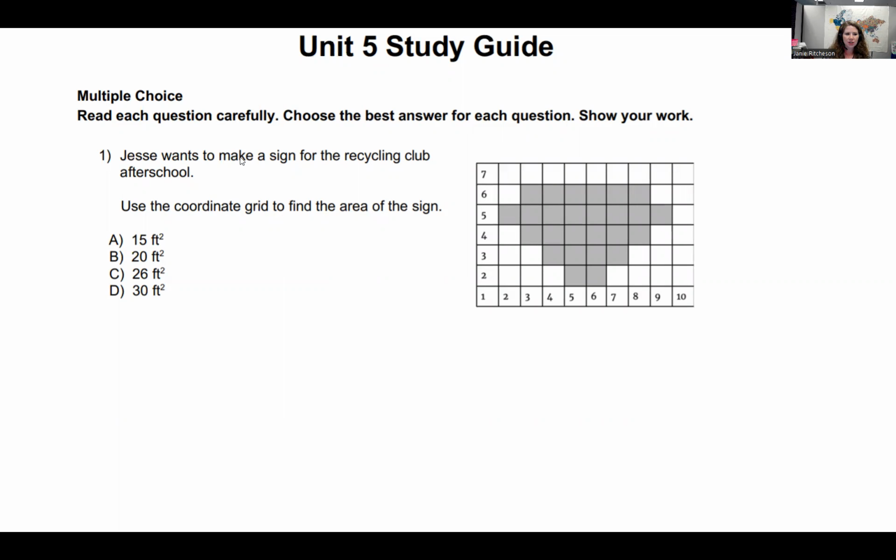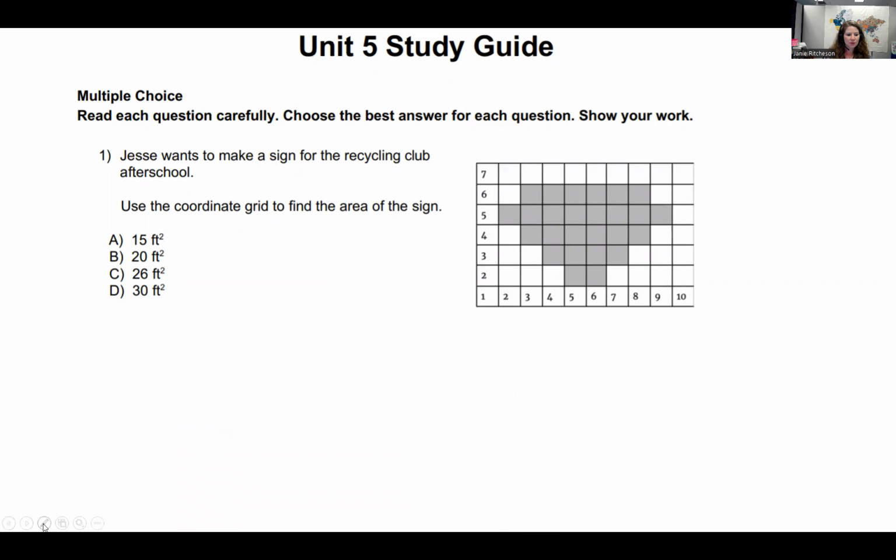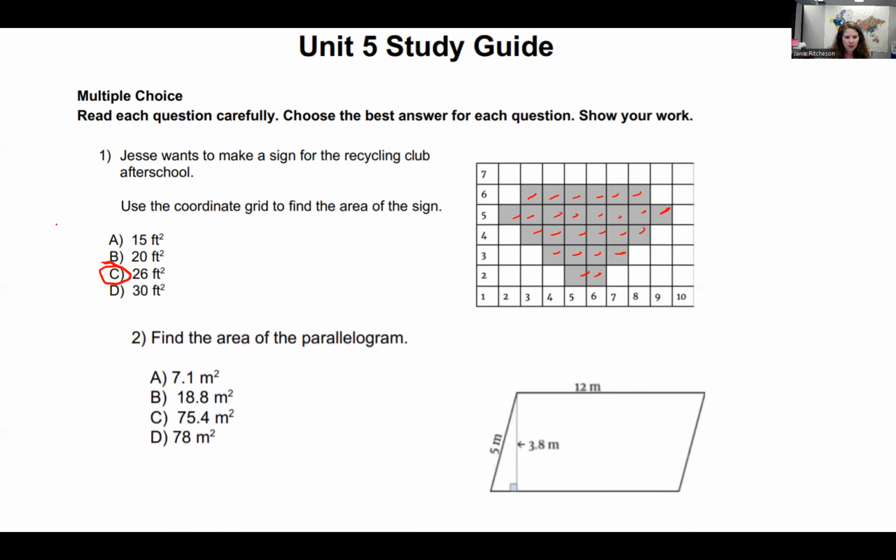So the first question here, Jesse wants to make a sign for the recycling club after school. Use the coordinate grid to find the area of the sign. On this one, all we're going to do is count those shaded areas. So we have 1, 2, 3, 4, 5, 6 times 3. So this is 18. 18, 19, 20, 21, 22, 23, 24, 25, 26. Hopefully you got 26 as well.